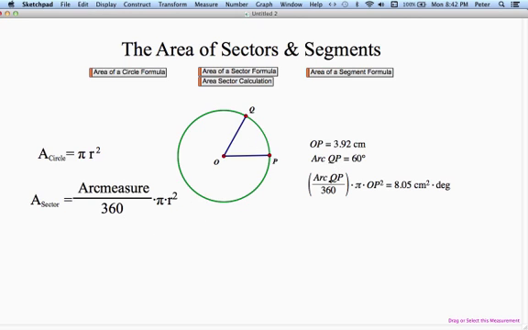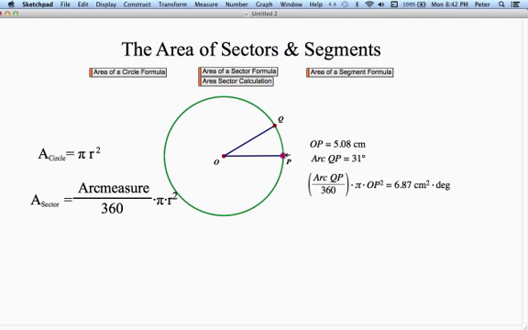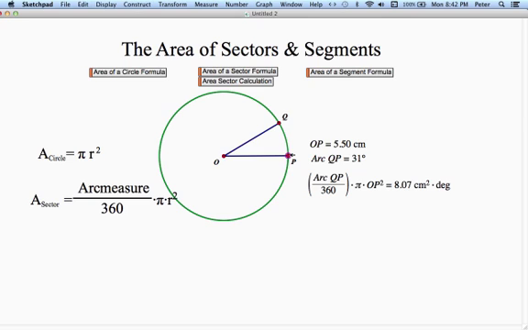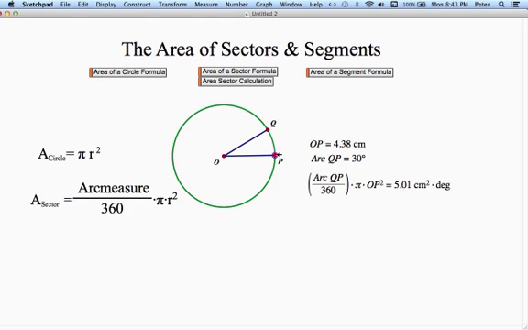Okay, notice over here that as I manipulate the measure of angle O, or angle QOP, it changes not just the arc QP, but it also changes the measure or the area of the sector. The area of the sector is dependent not only on the central angle, or the measure of the arc, but it's also dependent upon the size of the circle. You can see that as I increase the size of the circle, while the measure of the angle doesn't change much, certainly the area of the sector changes.